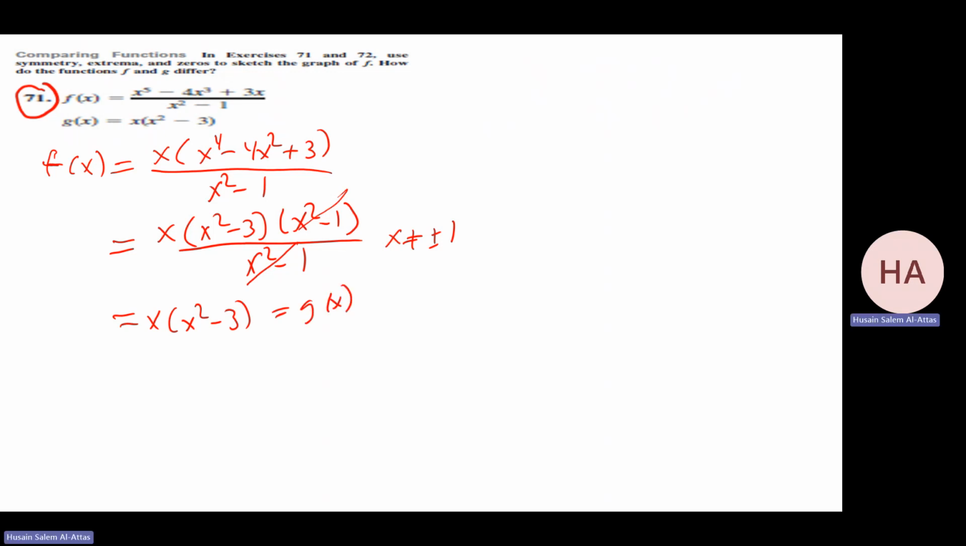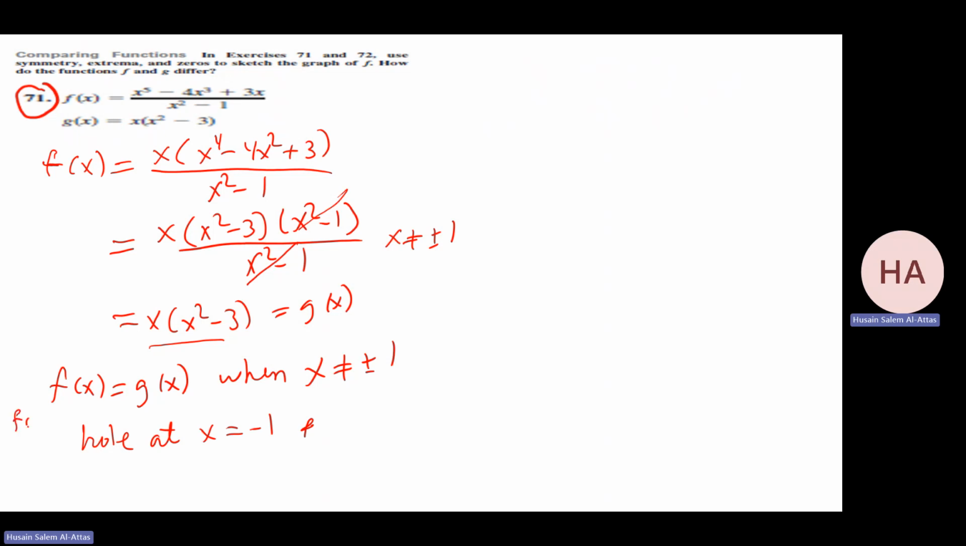You can graph this, but I will leave it for you. But the point is, f of x is the same as g of x when x is not equal to plus or minus 1. So you can graph this one and just make a hole. There will be a hole at x equal -1 for g of x, for f of x there are holes at x equal -1 and at x equal 1.